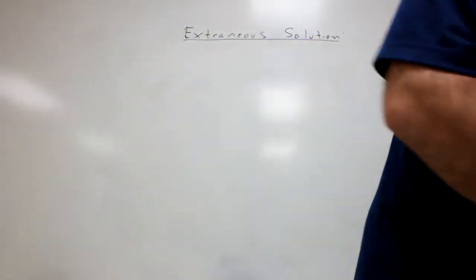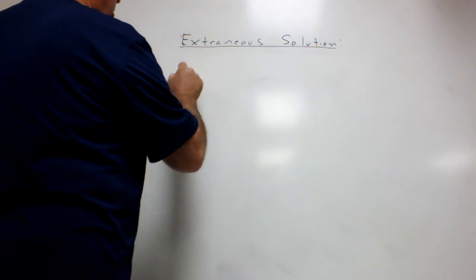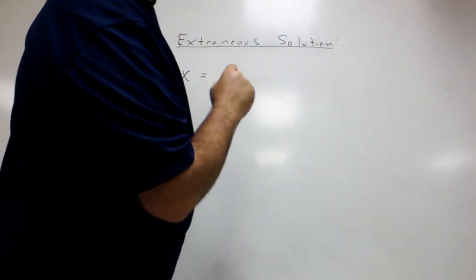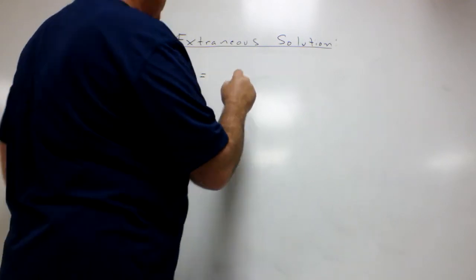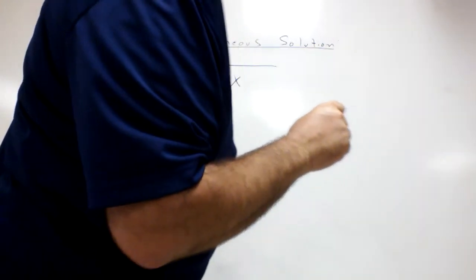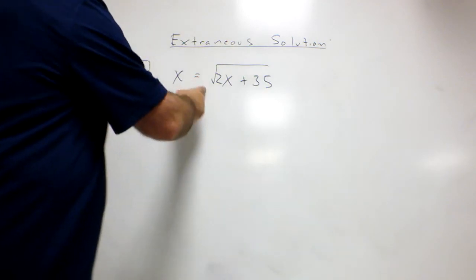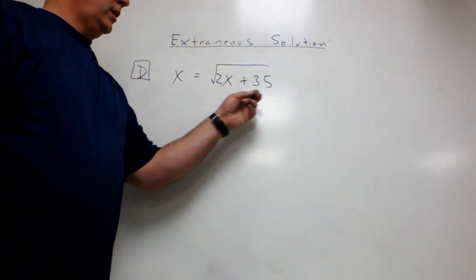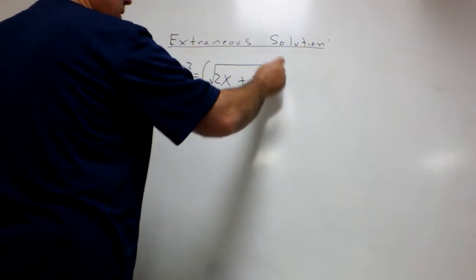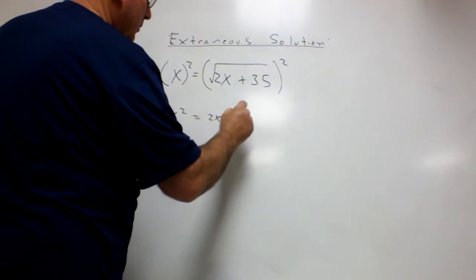That's your answer. So the next one we want to try is x equals the square root of 2x plus 35. First thing we want to do is square both sides to get rid of the radical. So we get x squared equals 2x plus 35.